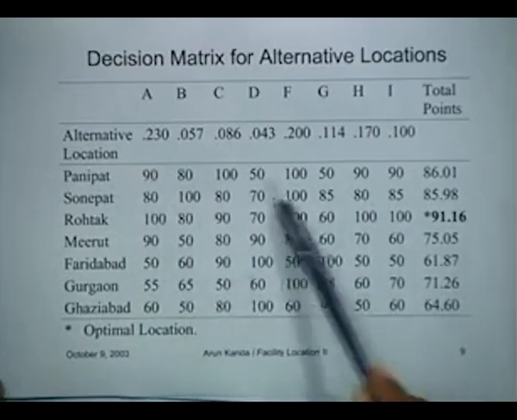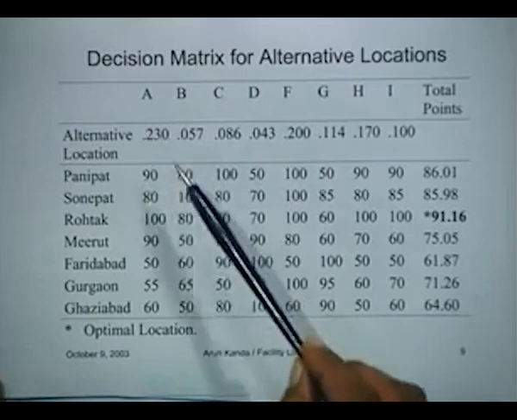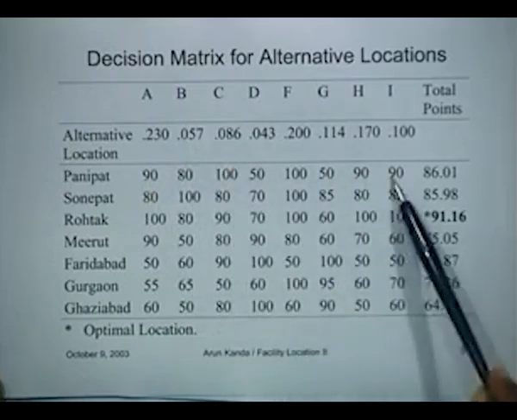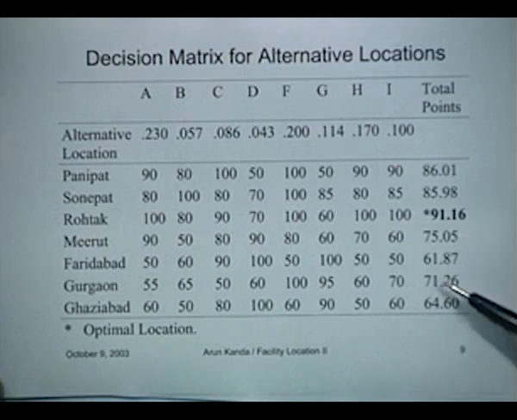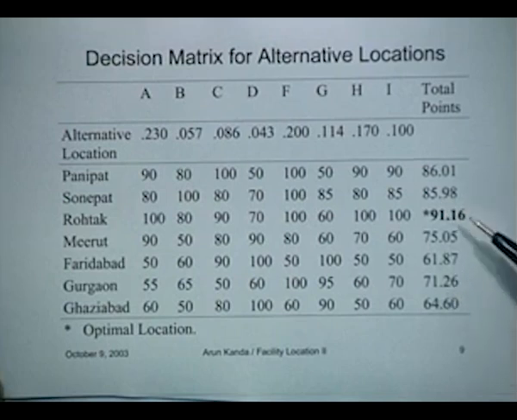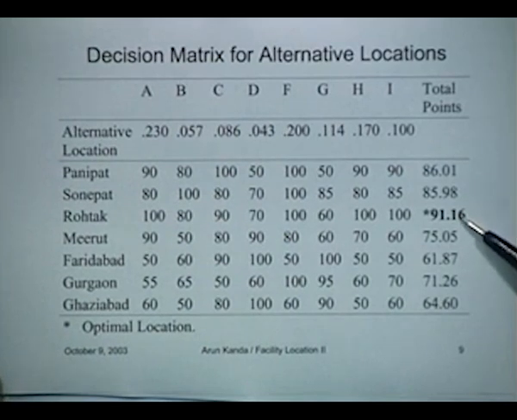So once all these scores are available, what we can do is 90 into 0.23, 80 into 0.027, and so on, and the final points that you get here are 86.1, and similarly 85.98, 91.16, 75, 61, 71, 64, etc. So from this analysis, it emerged that Rohtak was the best option out of these. Now, this was a very good option, no doubt, but the second best option was pretty close. This is 91 marks and this is 86 marks.